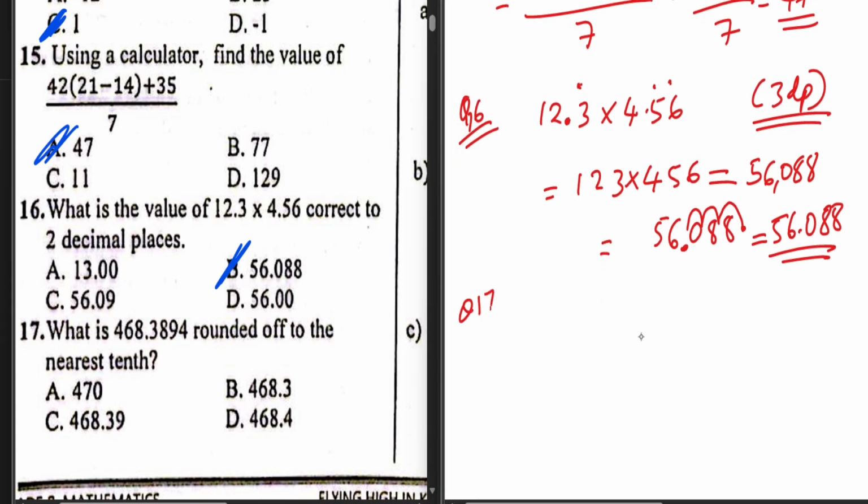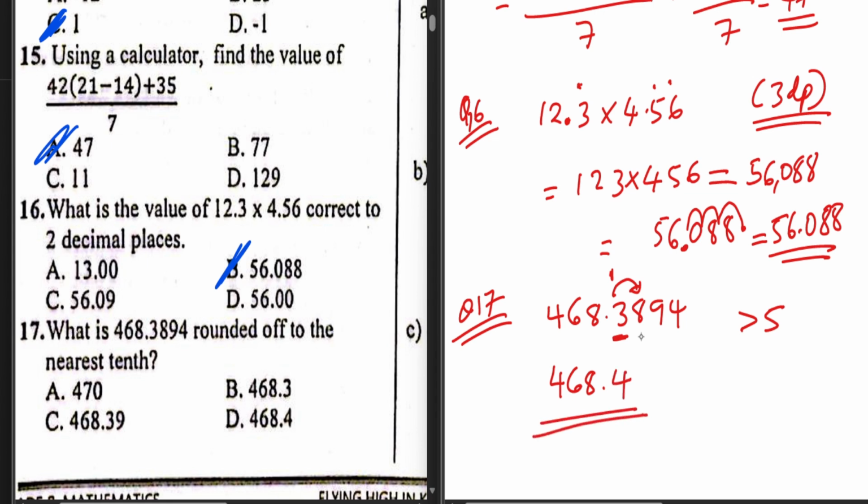Another question. What is 468.3894 rounded off to the nearest tenth? Obviously, this is the tenth. You look at the number in front of it. Mbele ya hiyo 3 kuna namba gani? Ni 8. Is it greater than 5? Yes. Then round up by adding 1 to 3. So we talk about 468.3 plus 1 is 4. So 4.4.